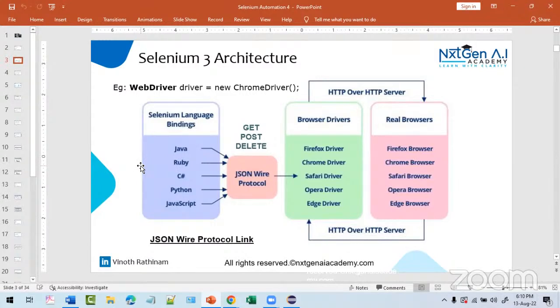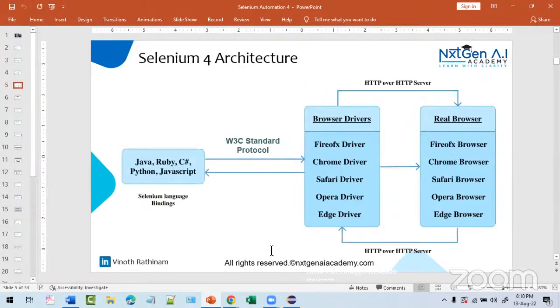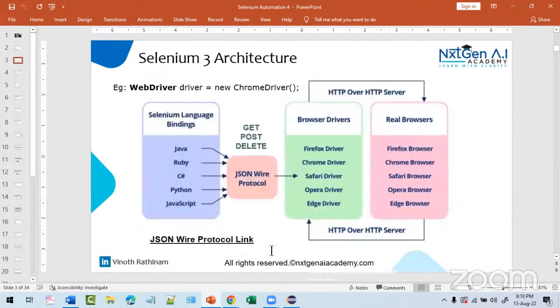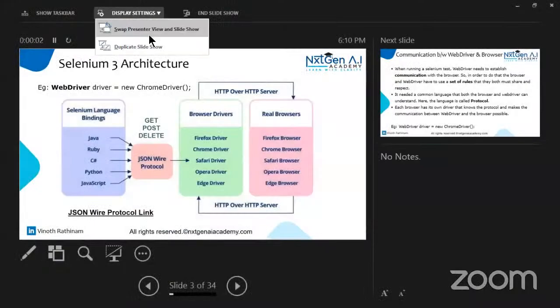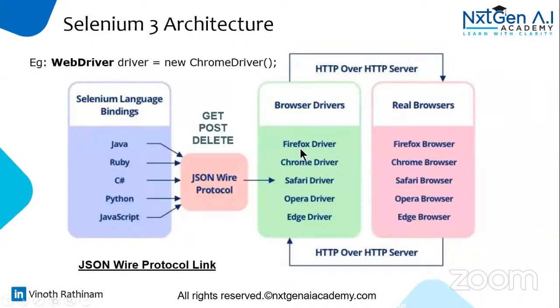Selenium 3 architecture, using the JSON wire protocol. Now what they did is, they just removed this in-between layer, that is the JSON wire protocol. They removed it. Directly we are going to communicate with the driver through the browser.